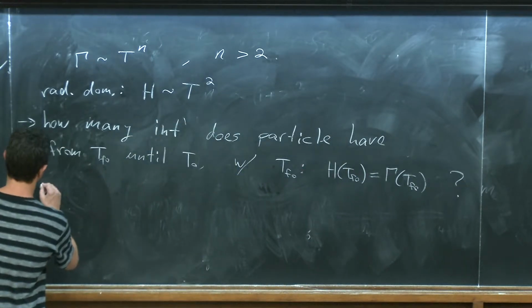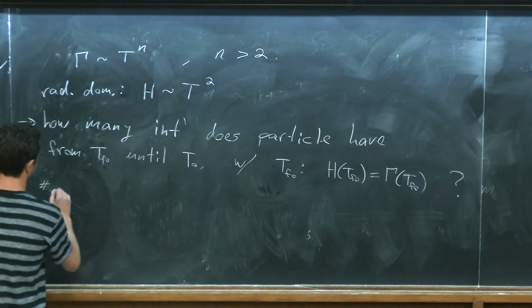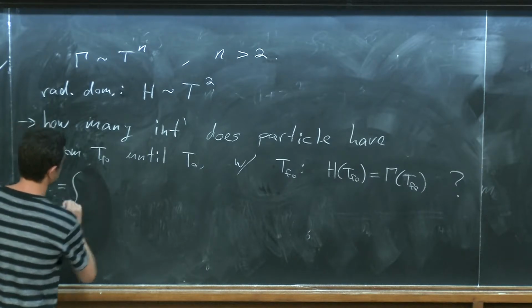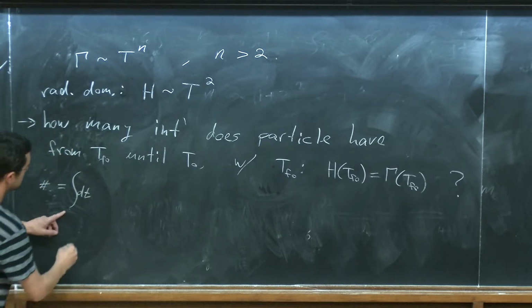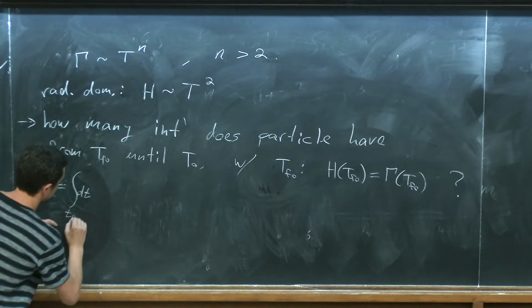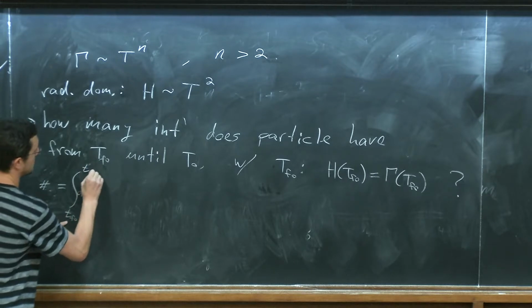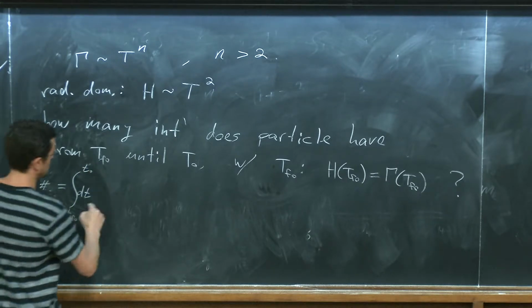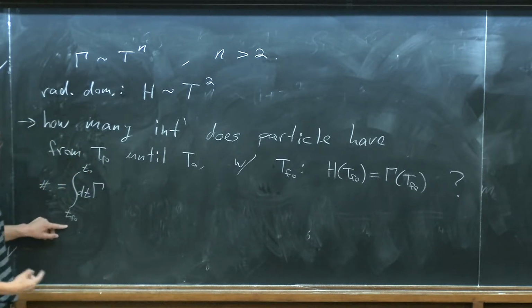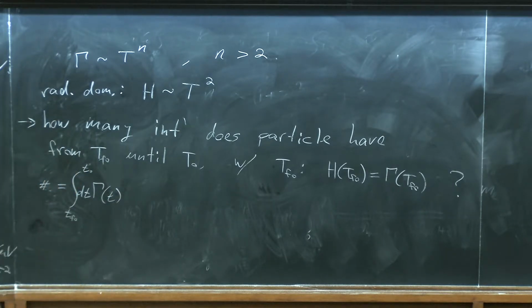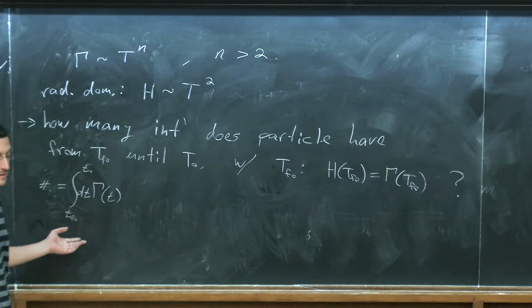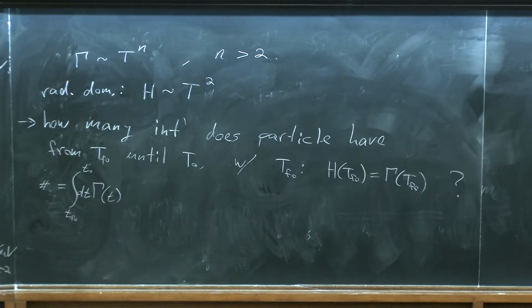Okay, so this number of interactions will be equal to the time integral from that freeze-out time until today, multiplied by the rate, the number of interactions per unit time that the particle has as a function of time. Time is a very poor label for integrals like this. Redshift or temperatures are much better. So let me convert this integral to redshift, okay?